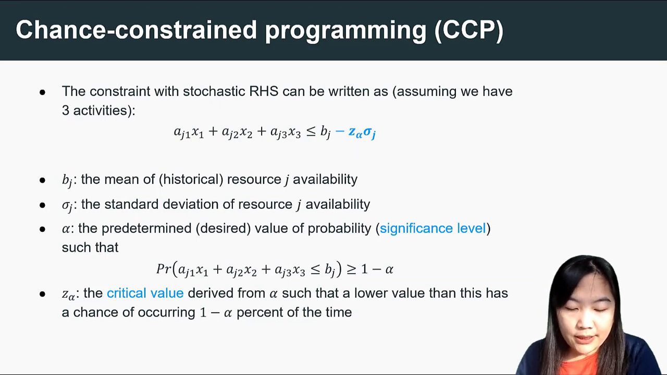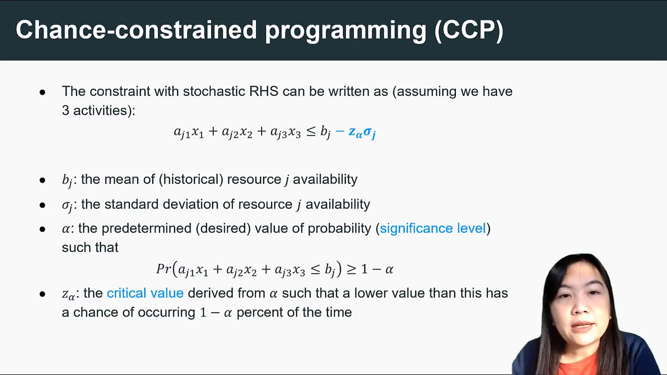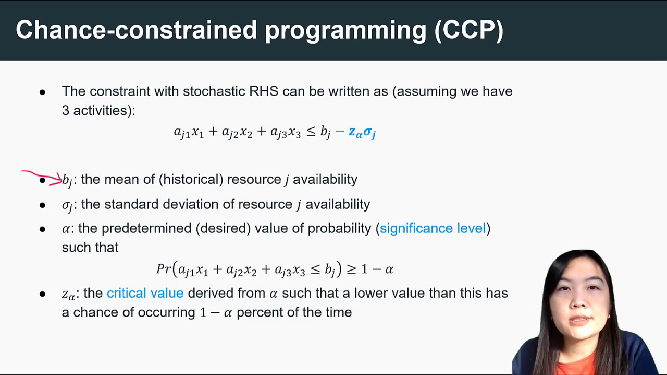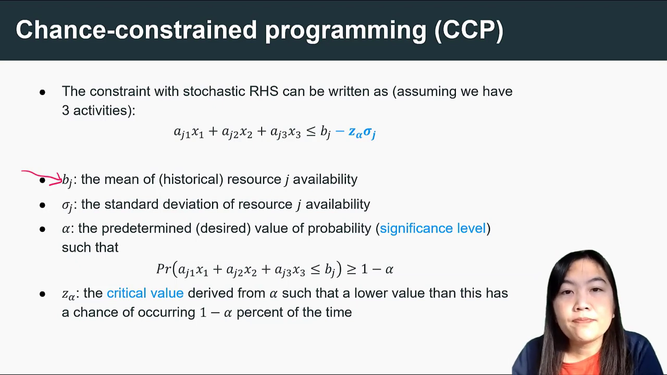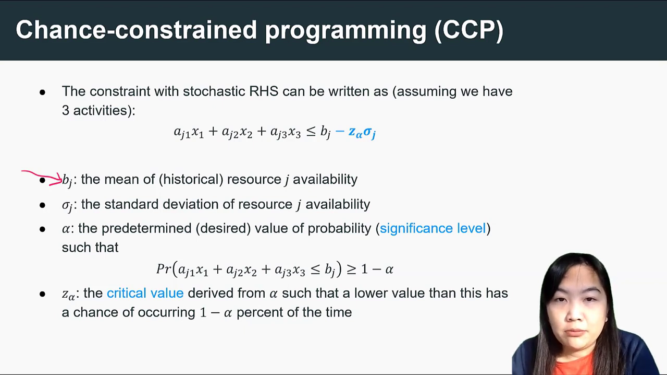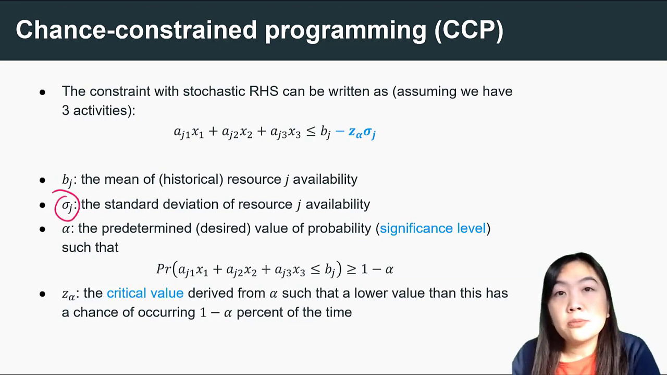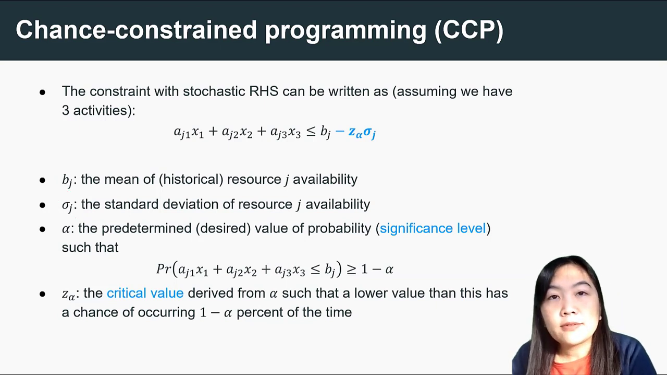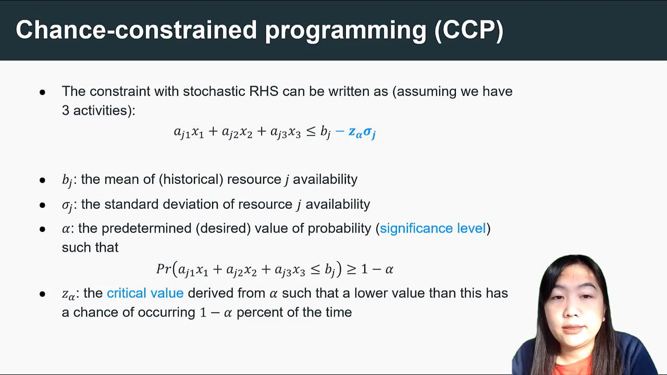So let me first explain to you what sigma J is. So BJ here is the mean of the resource available. So when there's no risk, we know for sure, for example, there's 1,500 of labor hours available. However, if there's uncertainty, then here we can calculate the mean of the resource available, and the sigma J will be the standard deviation of the resource available. And we did cover in previous lectures how you can calculate the sigma.